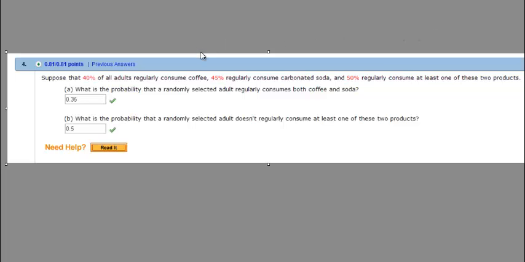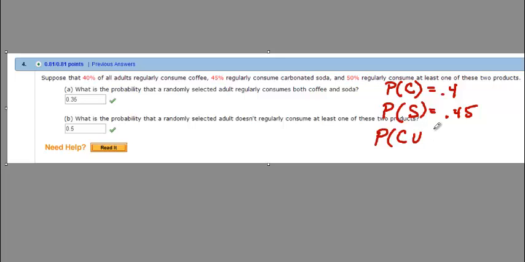Choose number 4 out of chapter 2, and how I arrived at this answer is I just started writing down what I knew. Suppose that 40% of all adults consume coffee, so I say probability of coffee, I'll call it C, is 0.4. Probability that we consume soda, probability of soda is 0.45. Probability of at least one, so that would be coffee or soda, would be 0.5.